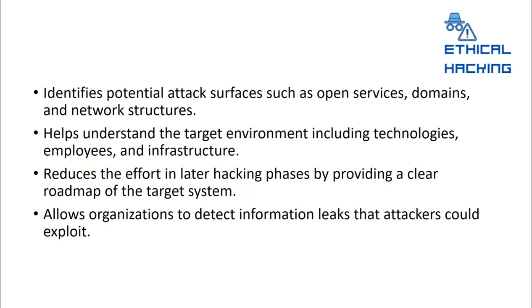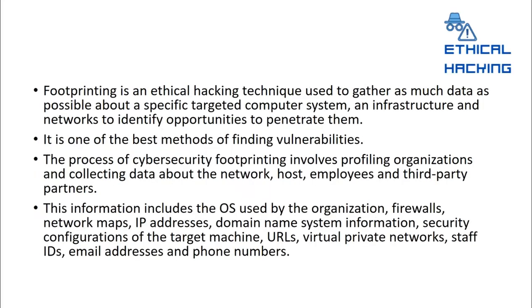So, footprinting is clear now. This is one of the best methods of finding vulnerabilities in ethical hacking. The process of cybersecurity footprinting involves profiling organizations and collecting data about network hosts, employees, and third-party partners, etc. The gathered information includes the OS used by the organization, firewalls, network maps, IP addresses, etc. All these things will be there in the gathered information.